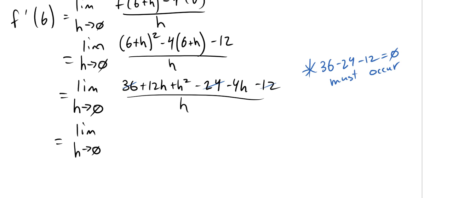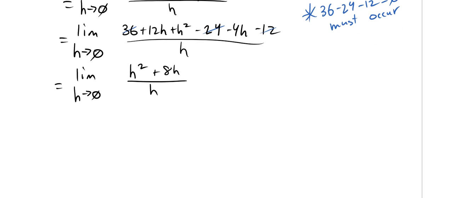12h minus 4h, we're still going to have that. So I'm going to have h squared plus 8h all over h. Does that look right? You see what's going to happen now? What are we going to do now? Yeah. And why are we going to do that? Right. So if I still had the constant, the top wouldn't be common factorable. And it wouldn't work out.